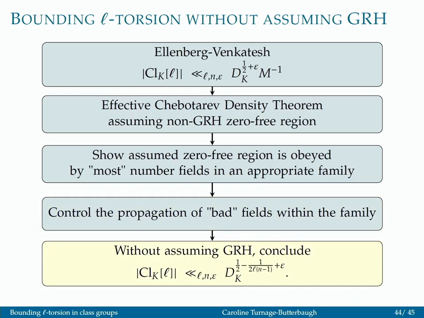We then show that the assumed zero-free region is obeyed by most number fields by appealing to this result of Kowalski and Michel, which we have to adapt for isobaric representations. And then on the class field theory side of things, we control the propagation of certain bad families within a field. And this is a situation where we then have restrictions on what Galois groups we can take, because in some cases we can control this, in some cases we can't. All right, but once we've done that and we're in the appropriate family, we can get enough of the small primes we want to feed back into the Ellenberg-Venkatesh method to get the GRH bound without assuming GRH.